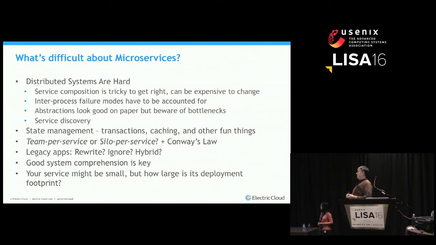So what's difficult about them? Well, distributed systems are hard, right? I've already gone through a bunch of these things. Service composition is tricky to get right. It can be expensive to change. And of course, the further down the road you get, the more expensive it is to change these things. What was a method call in process is now an over-the-wire call. So you're marshalling on marshalling. You're dealing with services not being available.